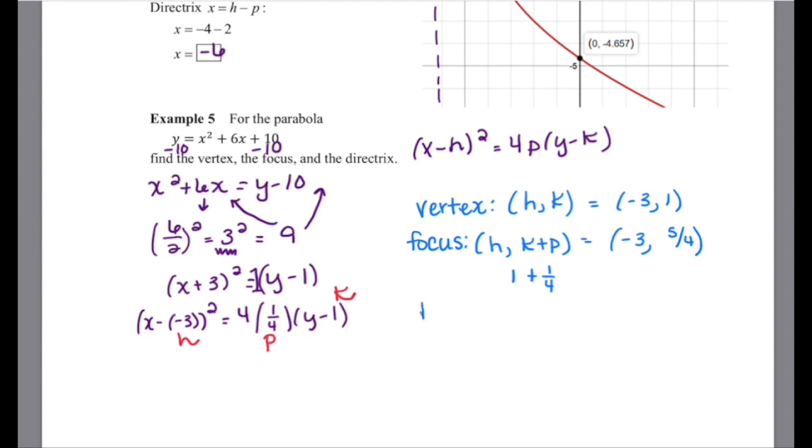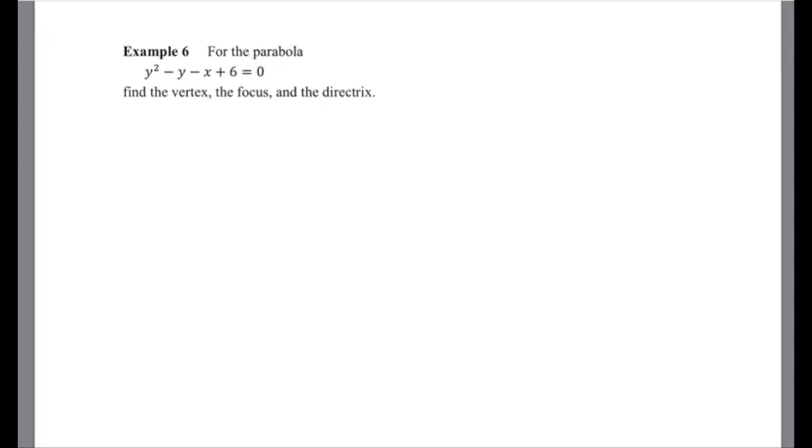And our directrix is y equals k minus p. So our k value is 1, and when I subtract 1/4, we will have y is equal to 3/4. Our last one here, I have y squared minus y minus x plus 6 is 0.